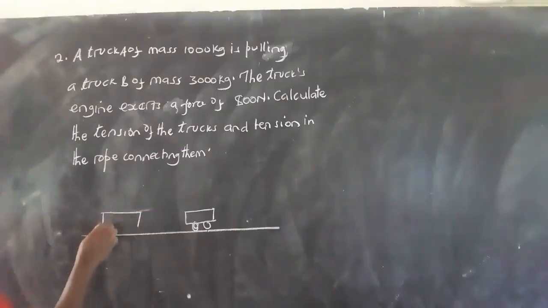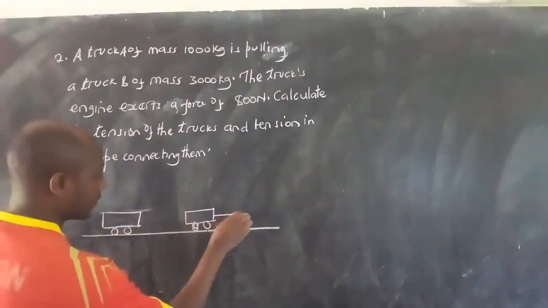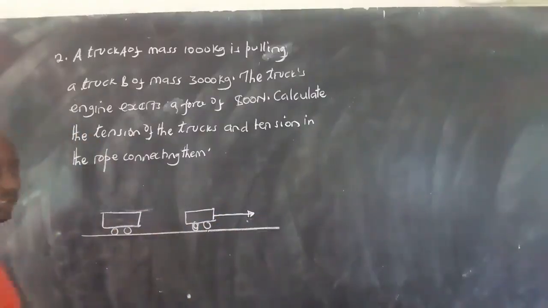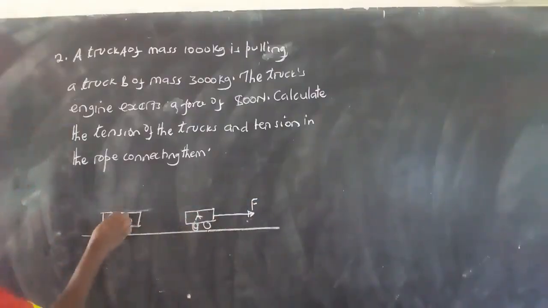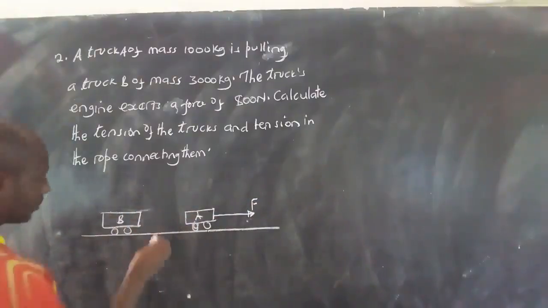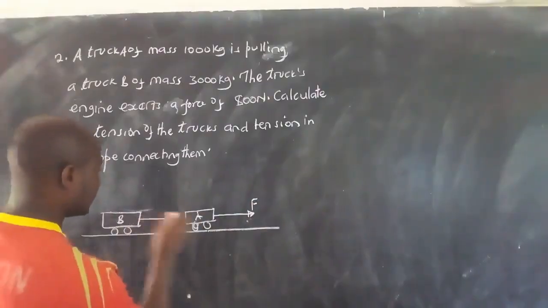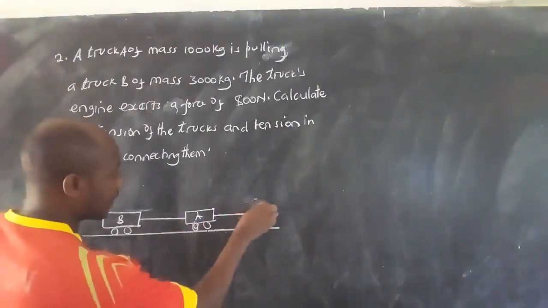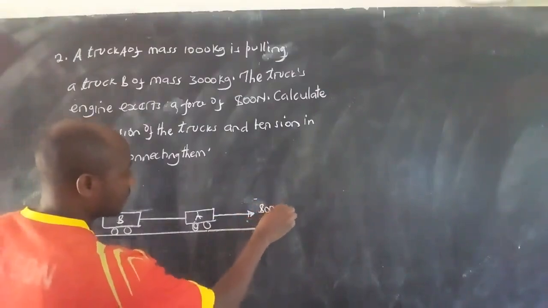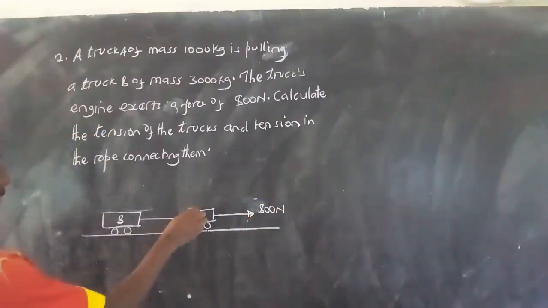This is another track. Let me say this is the engine force. The force is this one which is pulling this A, B. So it is pulling like that, okay? And I'm saying that the force exerted by the track is 8 what? Newtons. And I think that this one has a mass.